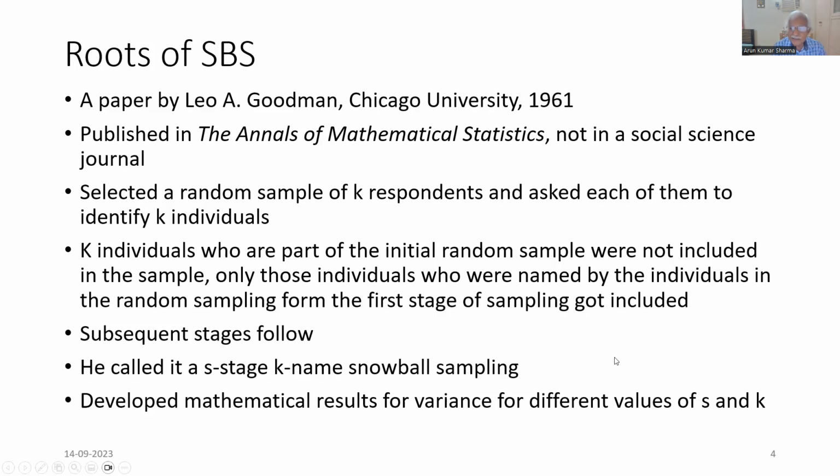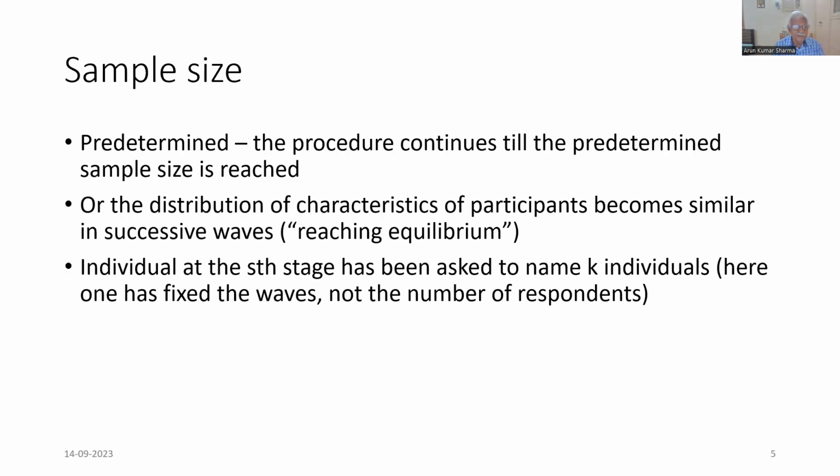You know that the sampling theory is about biases or expected values and variances of estimates, and the same thing was done in case of snowball sampling. So Goodman obtained results for variance of the estimates and also for expected value.